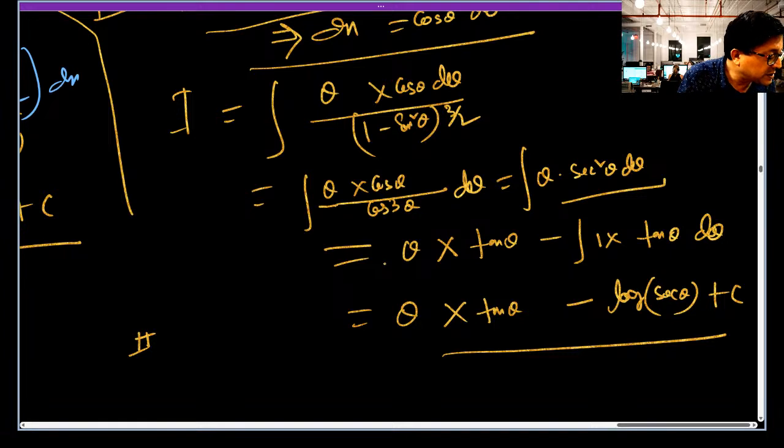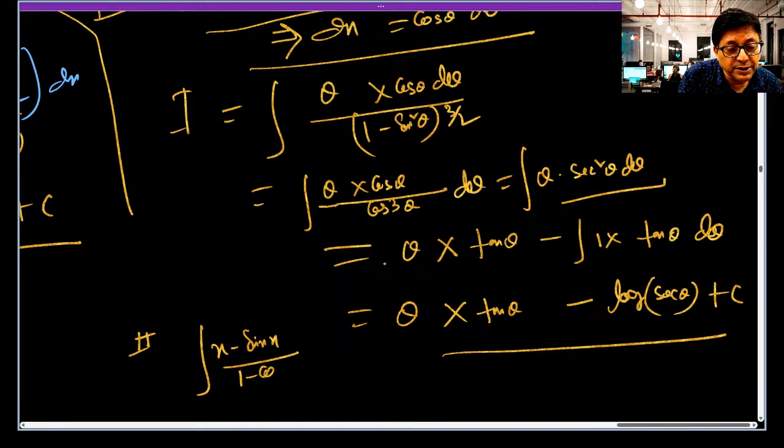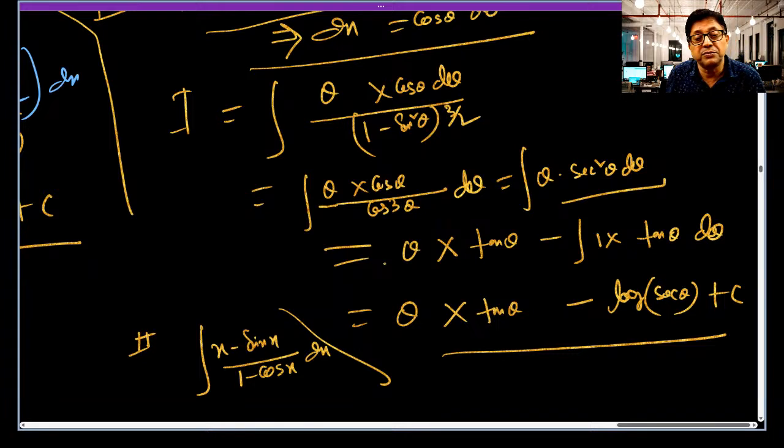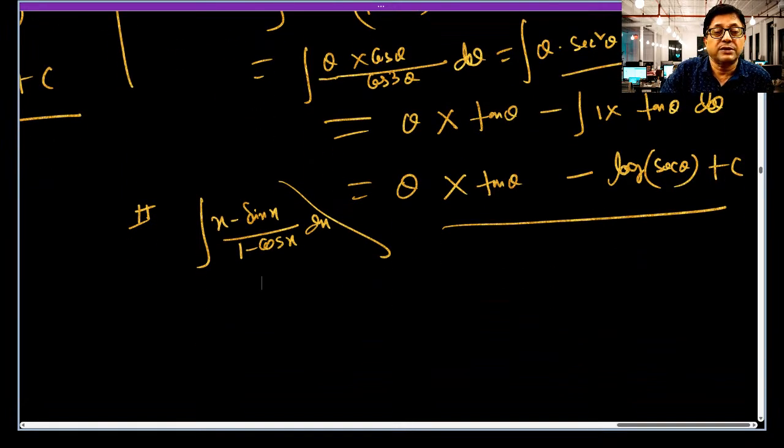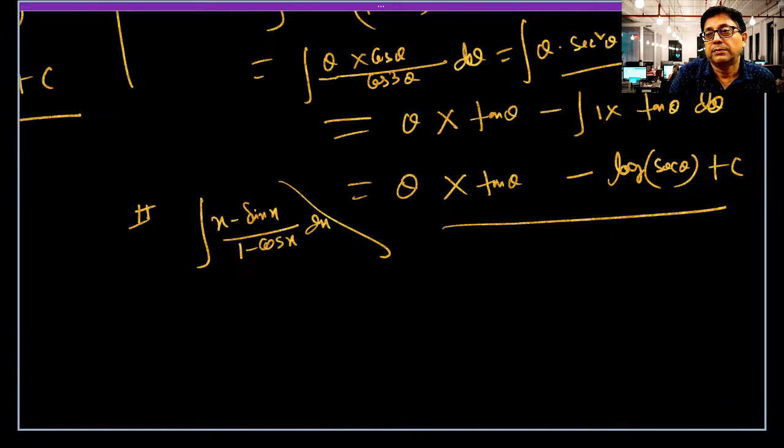Now go for this kind of problem. How do you manipulate? Right now I'm just giving you different types of sums from by parts. So if you practice with me, it will not give you trouble in future. So x minus sin x by 1 minus cos x. How to proceed? Any idea?